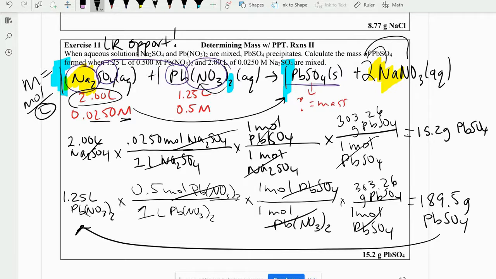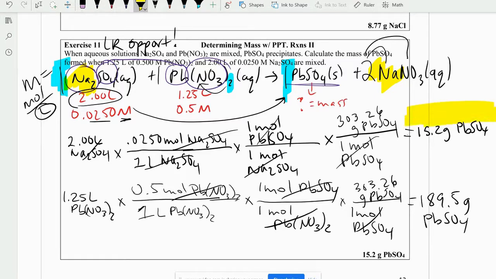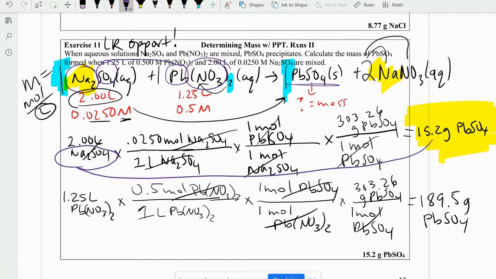Again, which number is less here? Which number has the smallest quantity of the product? Bingo. This one, 15.2 grams, is less than 189.5. So if I were to ask you which reactant is the limiting reactant, go take a gander at what reactant caused that smaller quantity. So therefore, Na2SO4 is your limiting reactant, and 15.2 grams of the solid is going to form.